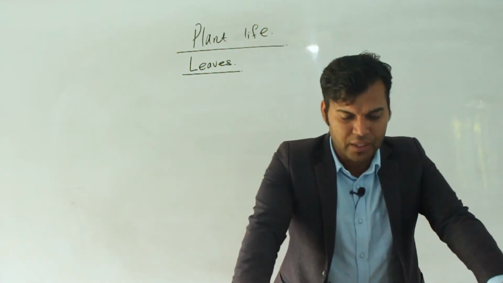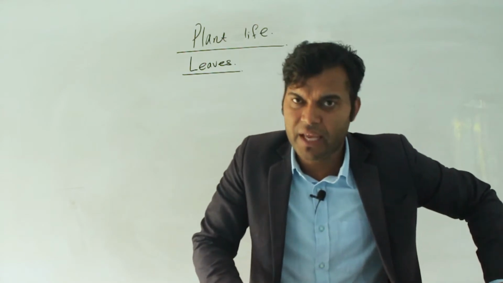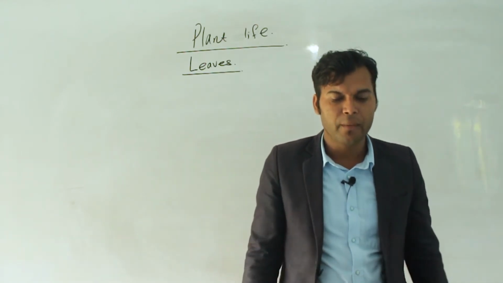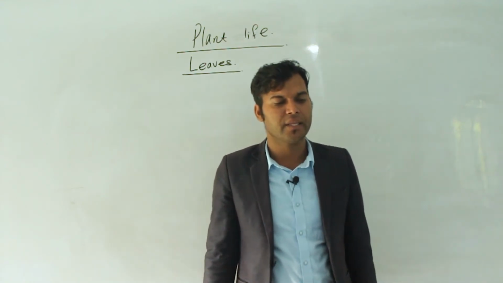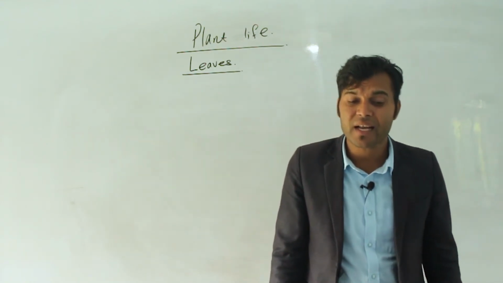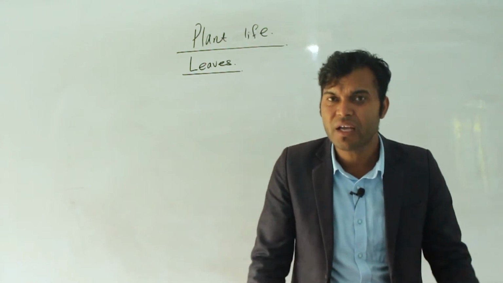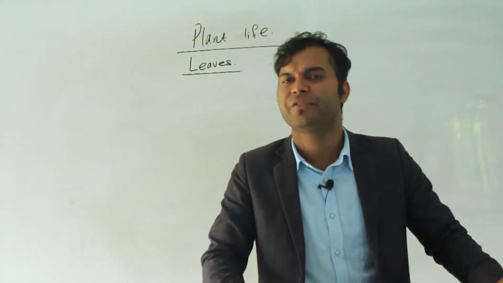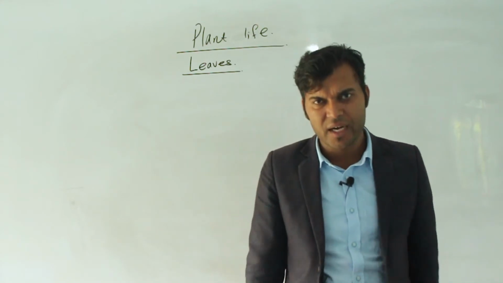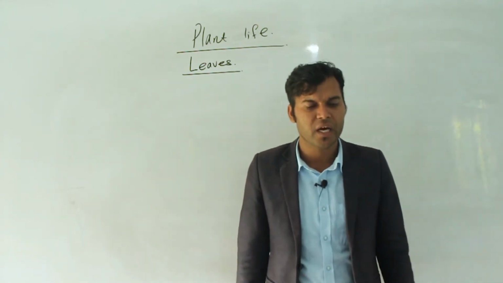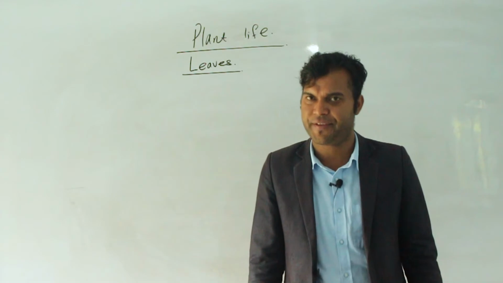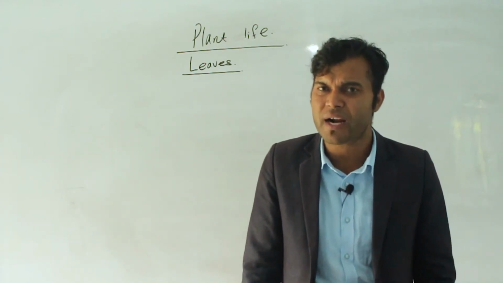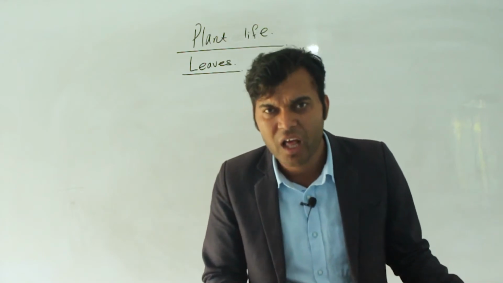Okay, number 2. They breathe through the leaves. The breathing organs of a plant are called the stomata, which are found in the leaves.